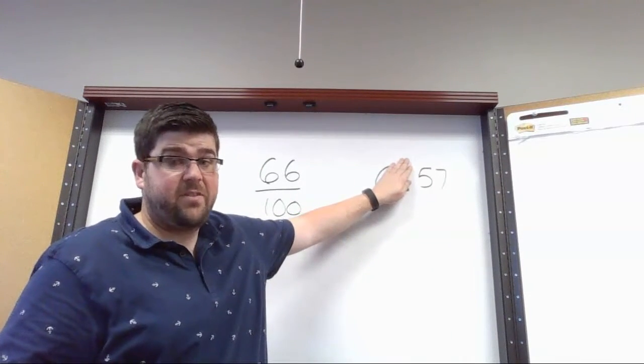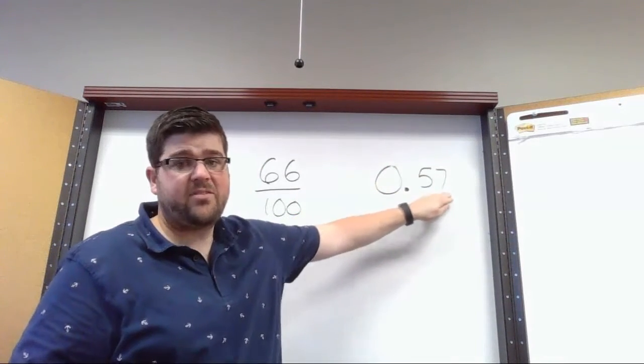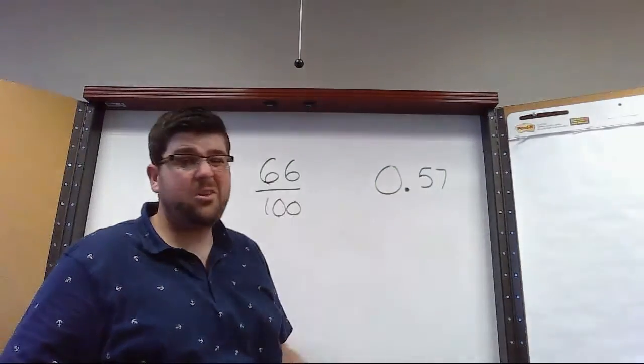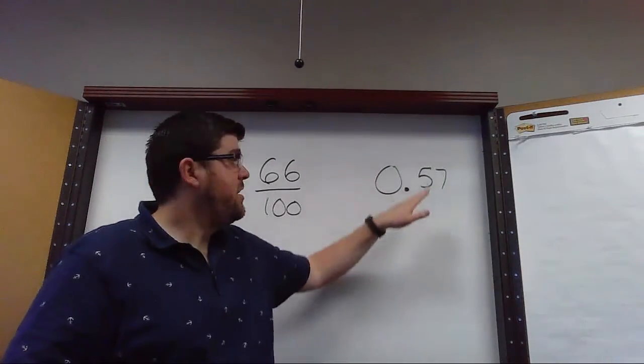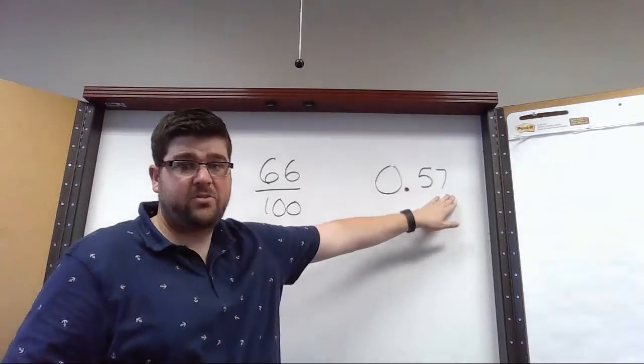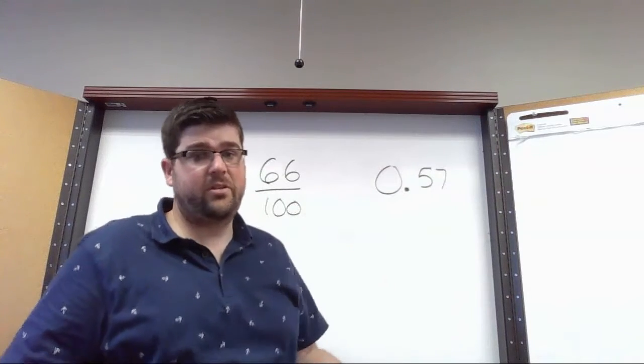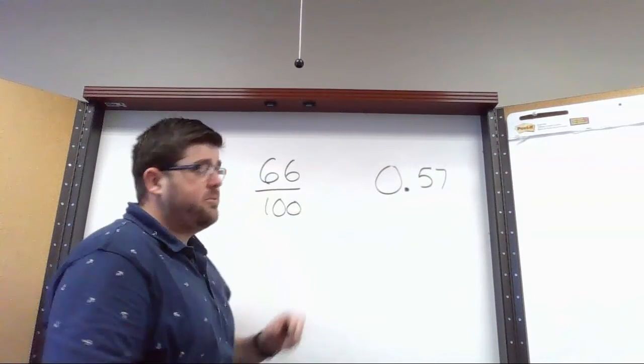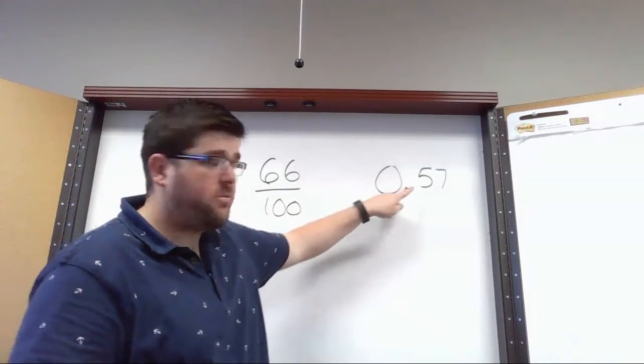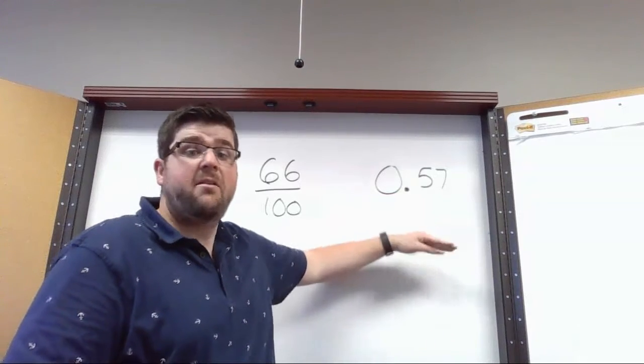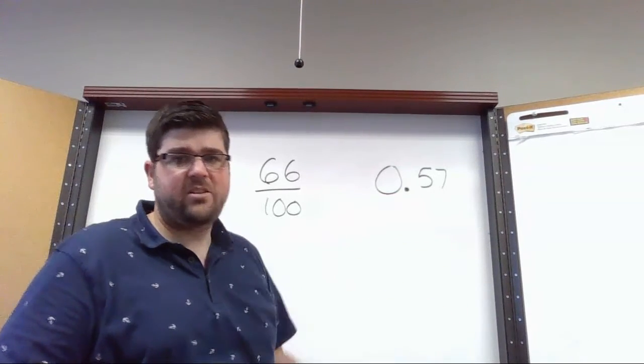So then I ask myself, it's 57, and then this last place value is in the hundredths. That's all you have to do. So it's 57, the last place value is in the hundredths, so it's 57 hundredths. What I showed you on the last one is we could convert this 57 hundredths into 57 as a numerator, 100 as a denominator.